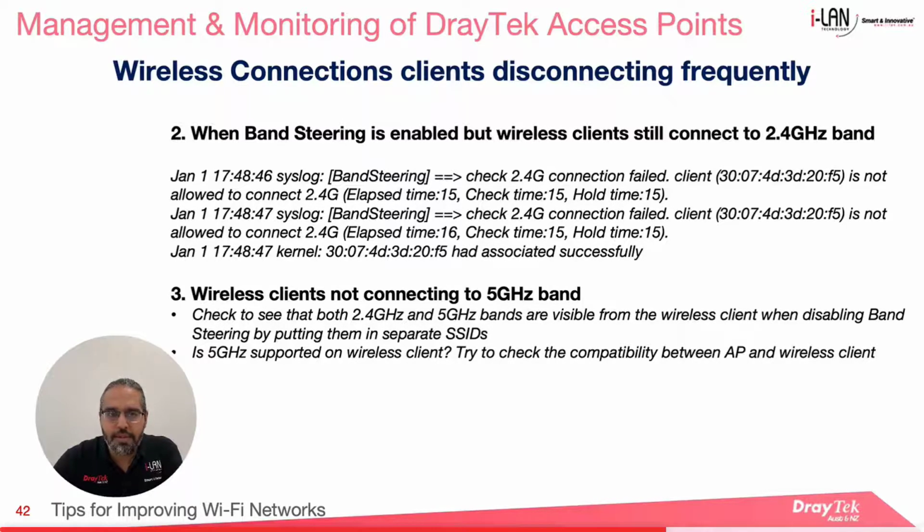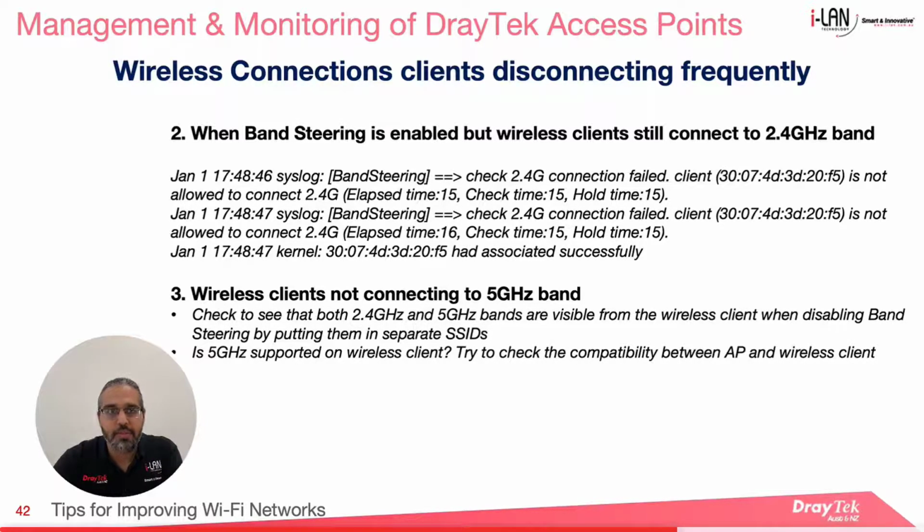When we find wireless clients still connect to 2.4 G instead of 5G, we can check the information in the syslog as shown here. For example, the wireless client tries to connect to 2.4 G. The access point will block the connection until the time period has expired.